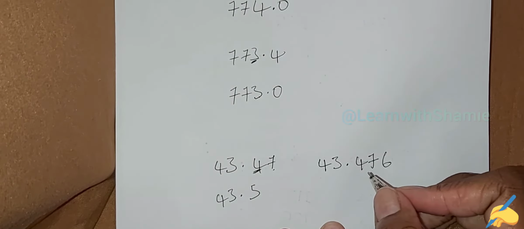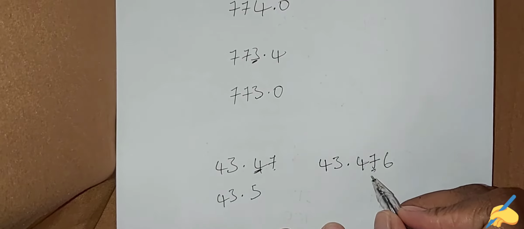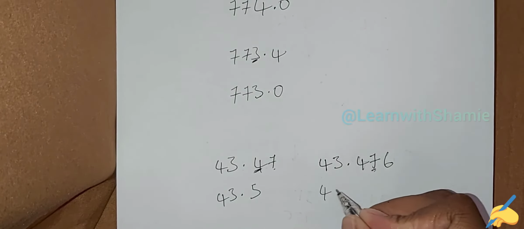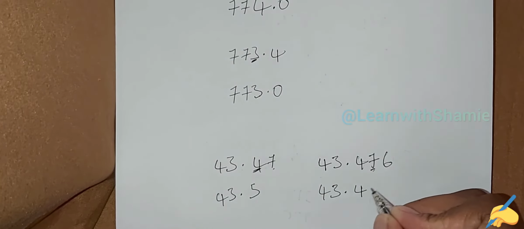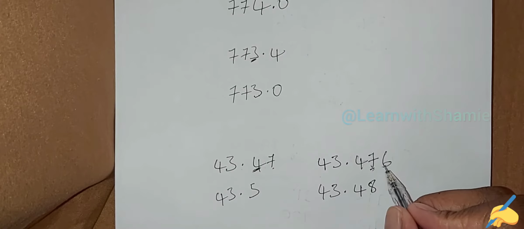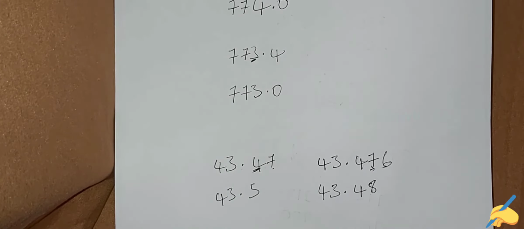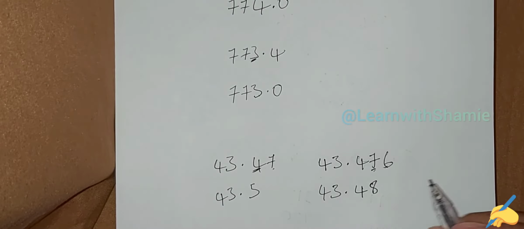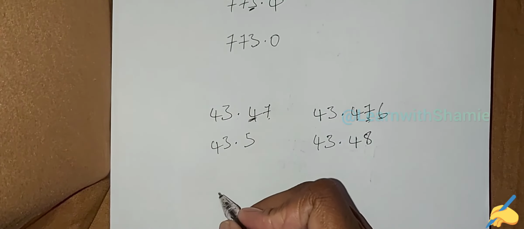43.476. So if we should round to the 100th place, the new figure would be 43.48. Because it's a 6 that follows the place you're rounding to, you're going to round up. And it continues. Now let's do another example.